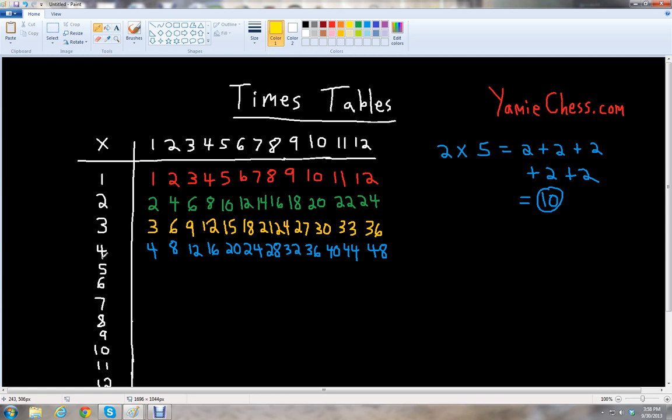Okay, so let's try the 5 tables. So we have 5 times 1 is 5. 5 times 2, another 5 is 10. 5 times 3 is 15. 5 times 4 is 20. 5 times 5 is 25. 5 times 6 is 30. 5 times 7 is 35. 5 times 8 is 40. 5 times 9 is 45. 5 times 10 is 50. 5 times 11 is 55. 5 times 12 is 60. So we're just counting by 5s each time.